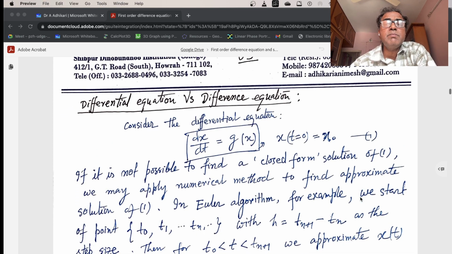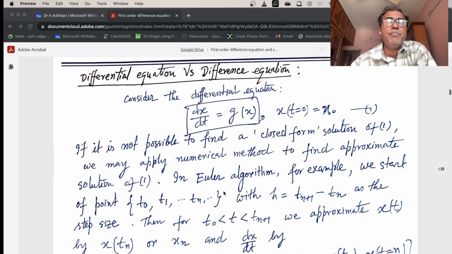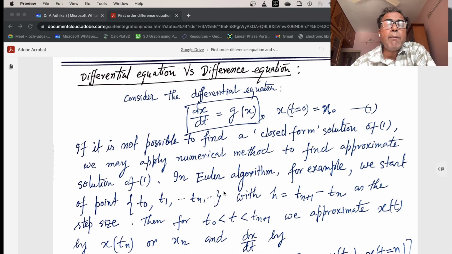Consider the same simple example, dx/dt equal to gx with the initial condition x at t equal to 0 equal to x0. This is the differential equation (1), dx/dt equal to gx. If it is not possible to find a closed form solution of (1), we may apply a numerical method to find an approximate solution of (1).